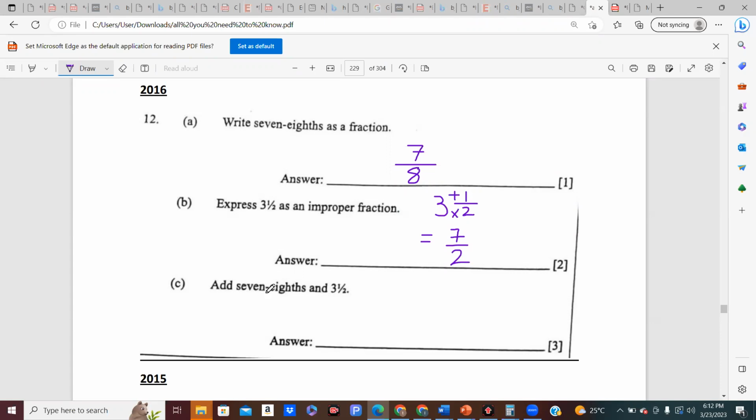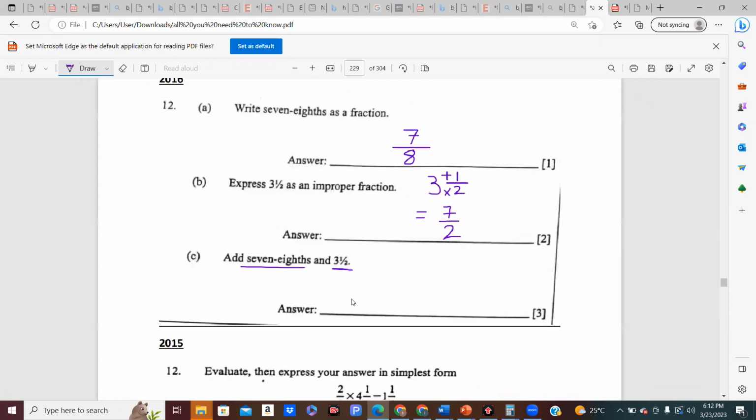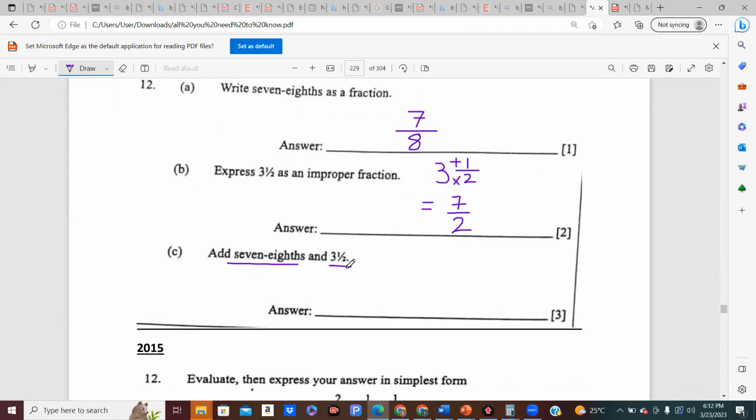Next, it says add 7/8 and 3.5. So they want us to add them.